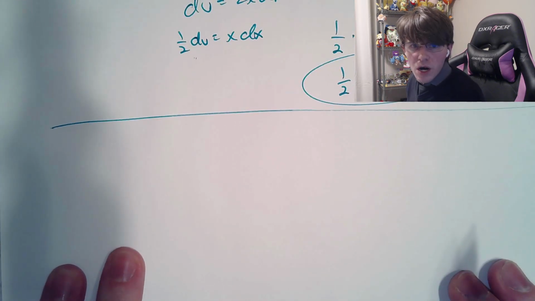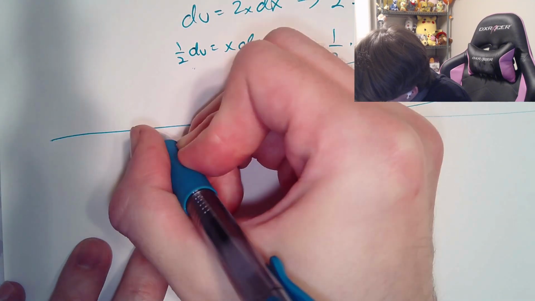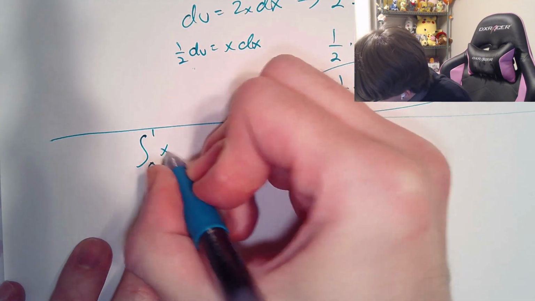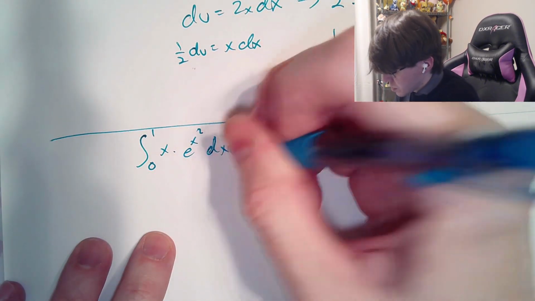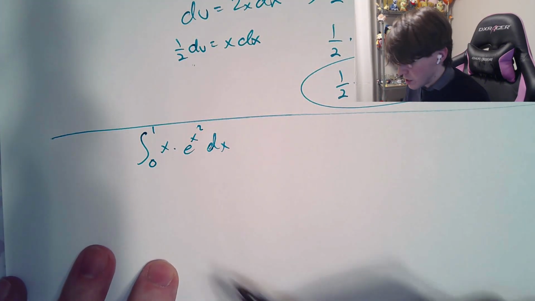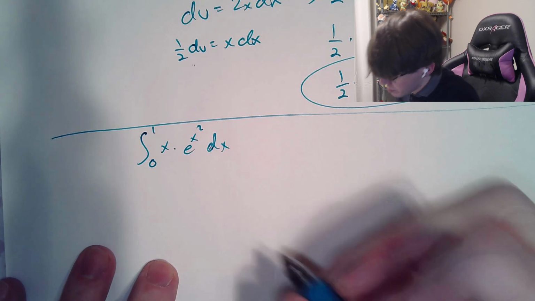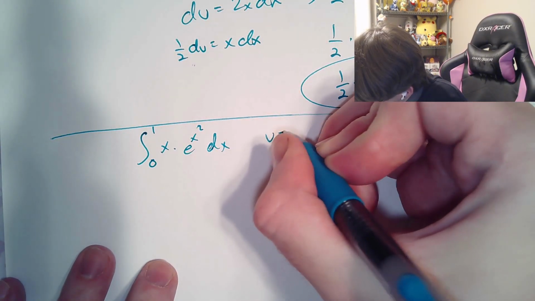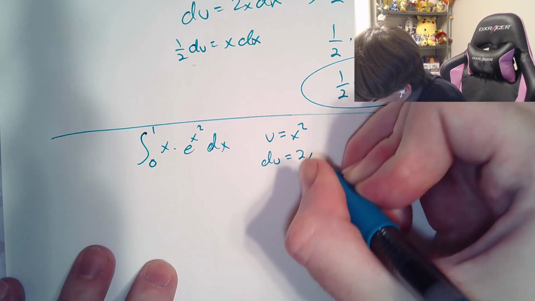All right, so the next question here, we're going to have the integral from 0 to 1 of x multiplied by e to the x squared dx. So for this one, we have to do a little bit of extra work because you have the limits over here. The limits will need to be changed into u limits before you start the question, and then you can just do u all the way through. So in this question, u is going to be equal to x squared. Our du is going to be equal to 2x dx.